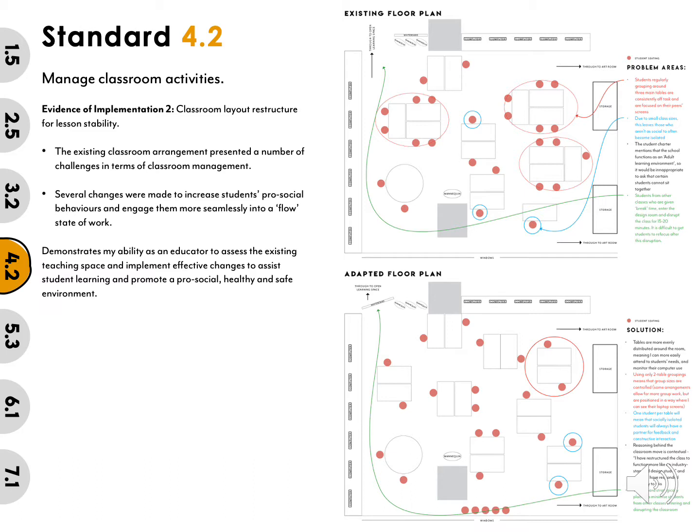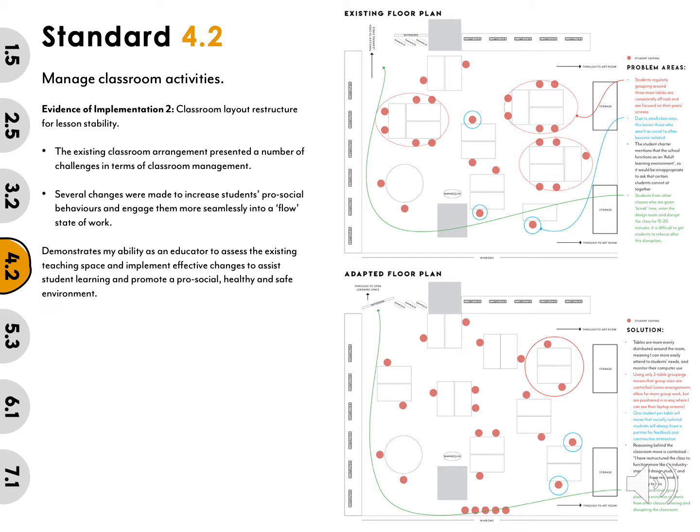In managing classroom activities, I also had to restructure the classroom layout for increased lesson stability. The existing classroom arrangement presented a number of challenges, including clusters of students who were disengaged and off task, as well as those indicated in blue who were isolated from other students. We also were in an open plan area, which meant that students from other classes were able to enter the design room, which interrupted our lesson greatly.